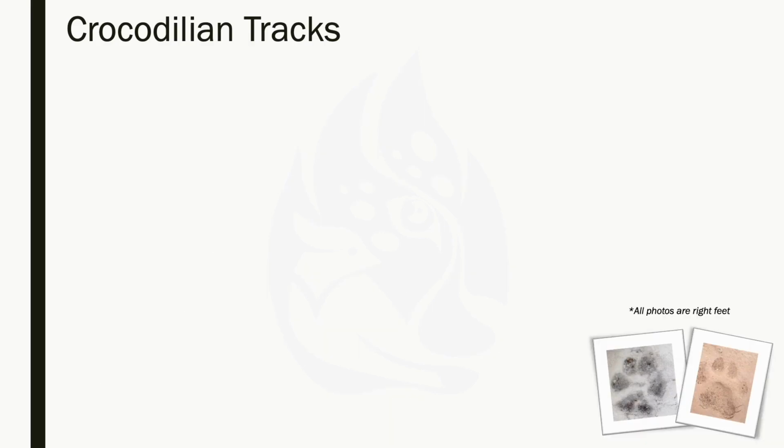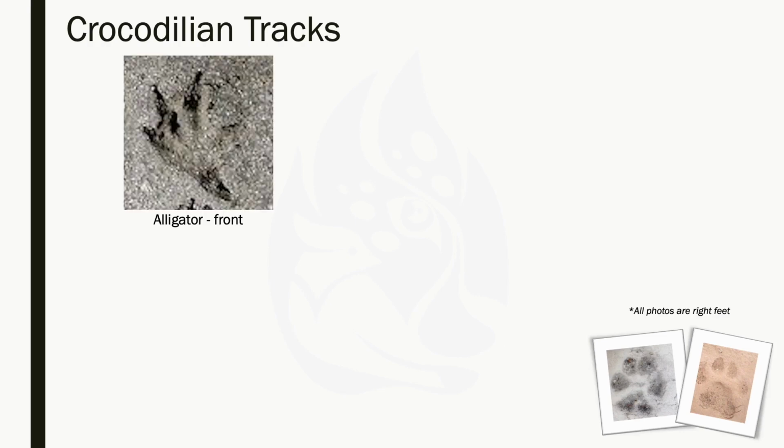So let's take a look now at some example tracks for crocodiles and alligators and other crocodilians. The first one we have here is an alligator front. Again, you can see 5 toes. You can see the angle. This is a right foot again. And you can see that 45-degree angle of the first toe pointing up into the center line, the outer toe pointing back into the outside.